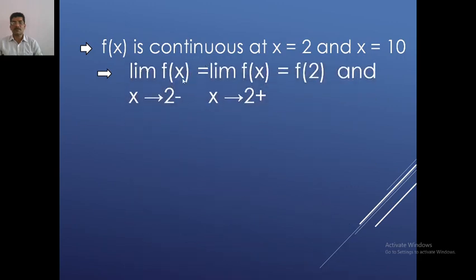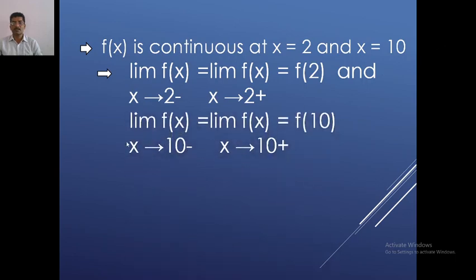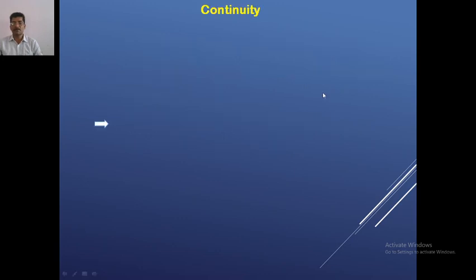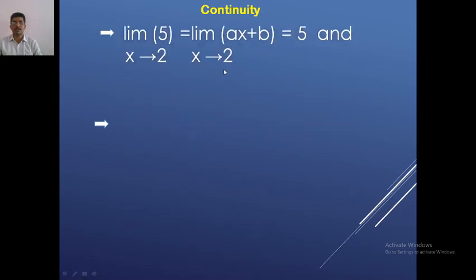By definition, the limit of f of x as x tends to 2 minus is equal to the limit of f of x as x tends to 2 plus is equal to f of 2. It is continuous at x equal to 10 means the limit of f of x as x tends to 10 minus is equal to the limit of f of x as x tends to 10 plus is equal to f of 10. Left hand limit is equal to right hand limit. Its value is equal to the value of the function at the point x equal to 2 and at the point x equal to 10.